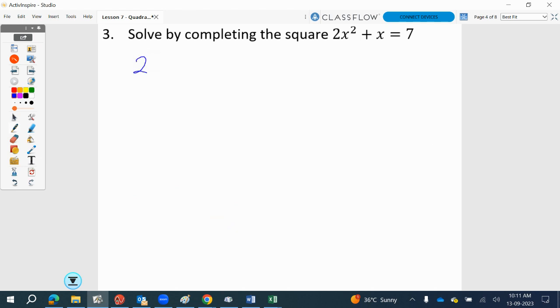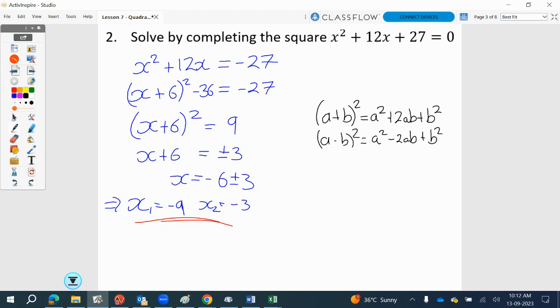So we've got 2x squared plus x is equal to 7. What is the value of b? 1. What is a half of that? Don't use decimals. Much easier to do this working in fractions. So that's a half. But I've got this 2 at the front. If I have a 2 there, that will give me a 4.